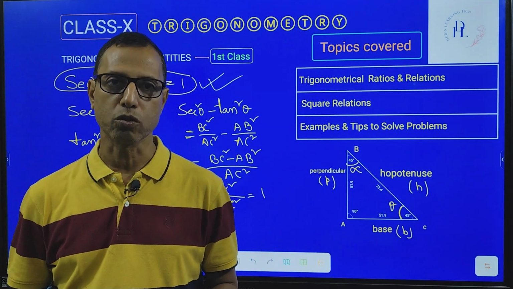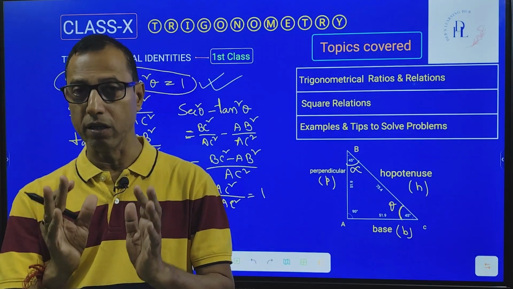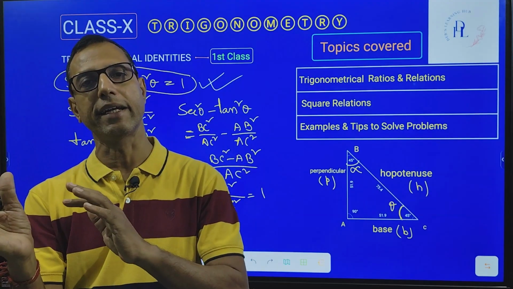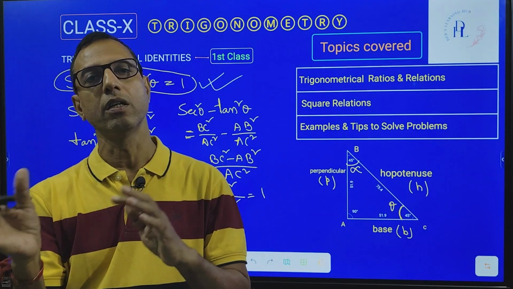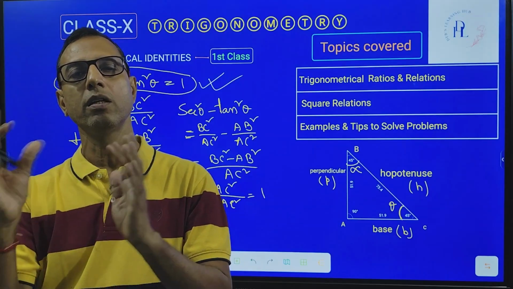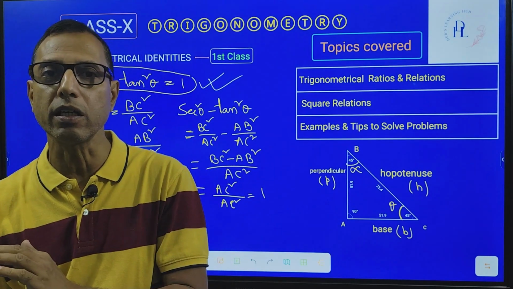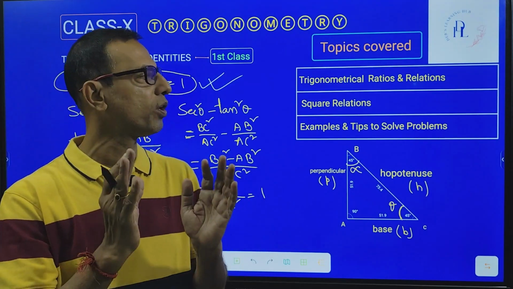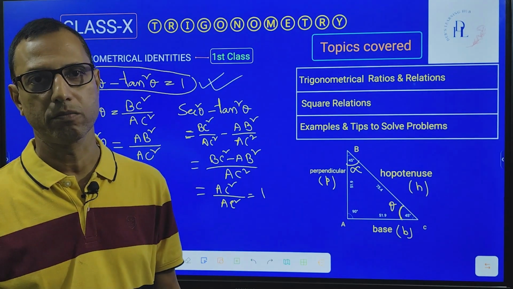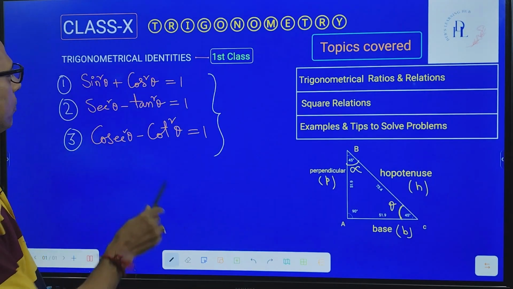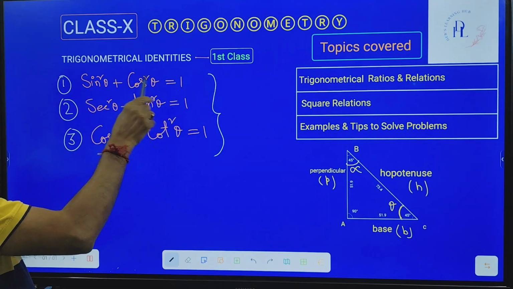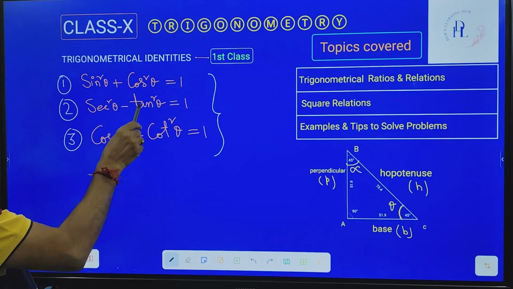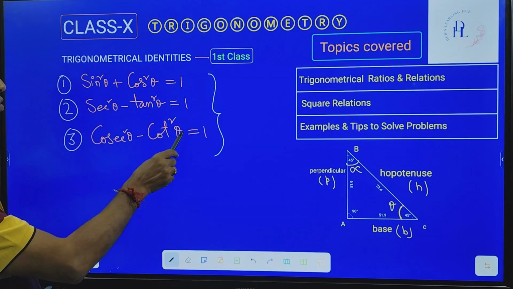sin²θ plus cos²θ equals 1. Majority of formulas are relevant with sin and cos together, sec and tan together, and cosec and cot together. So sin² plus cos² equals 1, sec² minus tan² equals 1, cosec² minus cot² equals 1. These three formulas you need to remember from today's session. Right? So these are the three main square formulas in trigonometry.